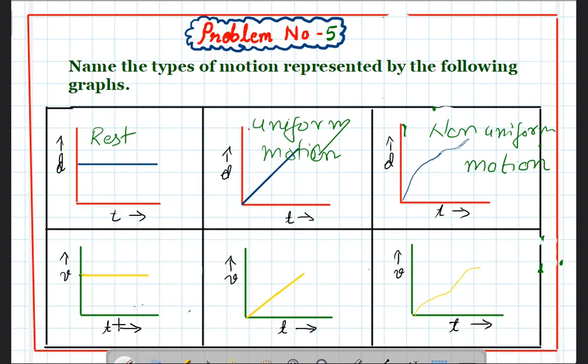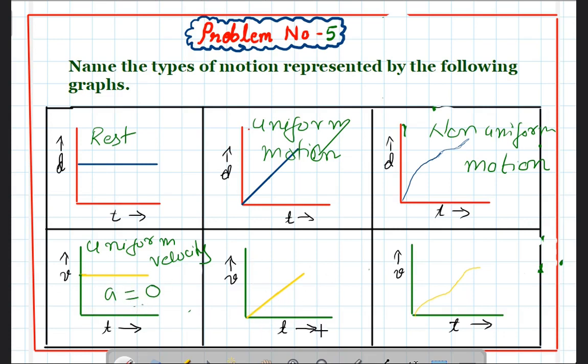Now let's talk about the fourth graph. Now the fourth graph is my VT graph, and again we can see the line is parallel to the time axis. As you can see, velocity is not changing with respect to time and it is constant. So we can say it has uniform velocity. So the body has uniform velocity, and when velocity does not change, it means there is no acceleration. So acceleration also here is 0.